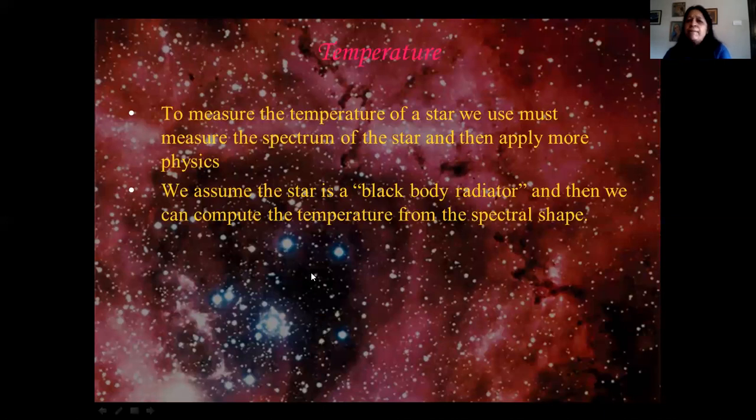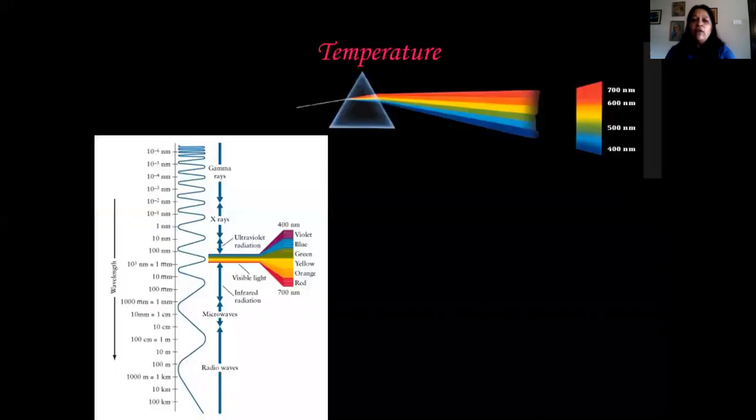What about the temperature? How do we measure the temperature of stars? One way of finding the temperature of stars is to assume that stars are black body radiators, okay? I'll talk to you about what black bodies are. A black body is an ideal emitter and absorber, and we can use that to find out the temperature of stars. Now, how do we do that?